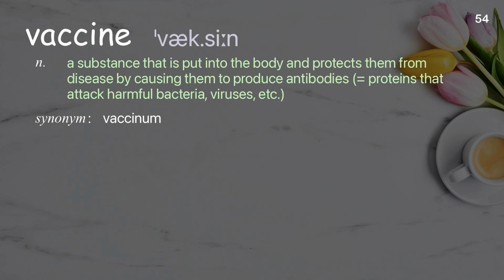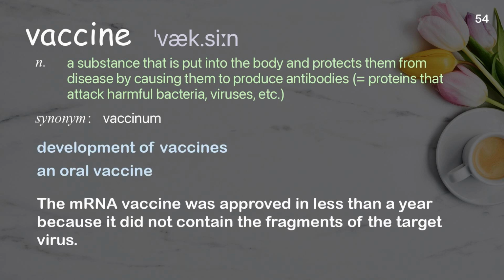Vaccine. A substance that is put into the body and protects them from disease by causing them to produce antibodies, equals proteins that attack harmful bacteria, viruses, etc. Examples: development of vaccines, an oral vaccine. The mRNA vaccine was approved in less than a year because it did not contain the fragments of the target virus.